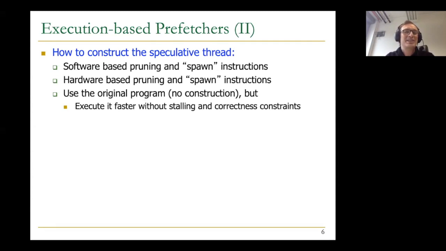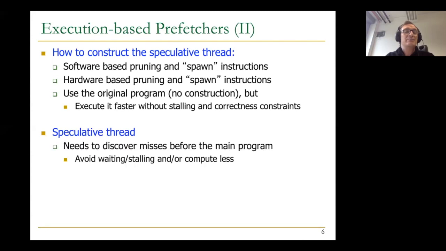And there are a lot of interesting ideas that have been proposed, but clearly we cannot go into all of those ideas. So for the speculative thread, let's talk about how you actually need to generate it. First of all, the speculative thread needs to discover cache misses before the main program reaches them. Clearly, otherwise it will not be prefetching well. So it has all the properties of a prefetcher. It needs to be timely. It needs to be, hopefully, high coverage and high accuracy, right? So to be able to discover misses before the main program gets to them, you need to avoid waiting or stalling, or you need to compute less, meaning you need to be very stringent in terms of what you execute in the speculative thread.